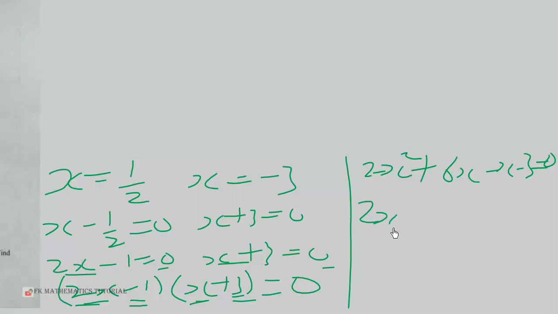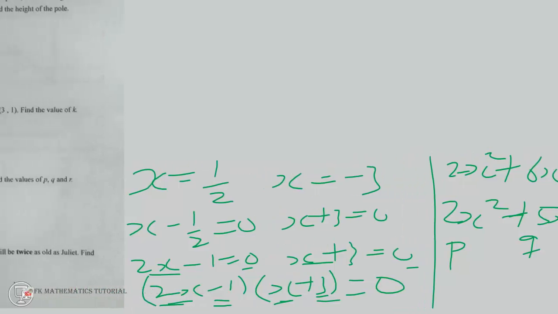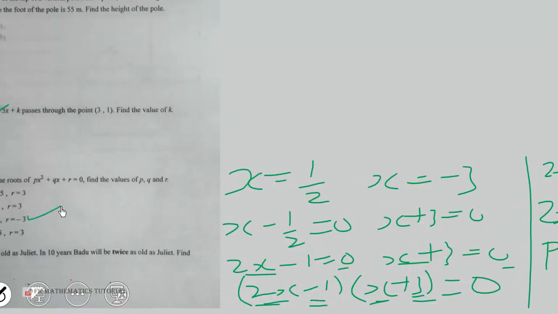So 2x squared plus 5x minus 3 is equal to 0. So this is p, this is q, and this is r. So p is 2, q is positive 5, and r is negative 3. So the correct answer is option C.